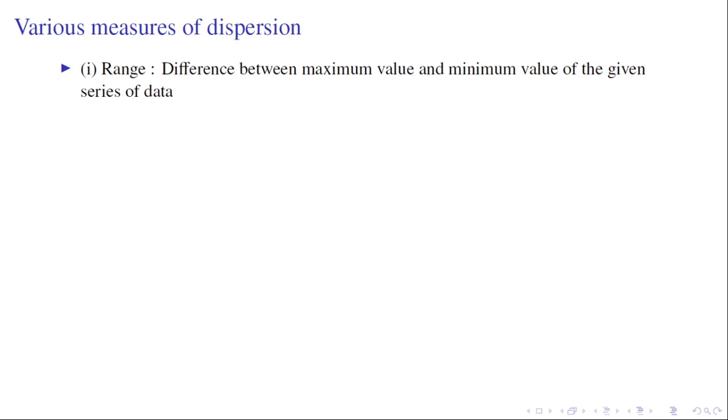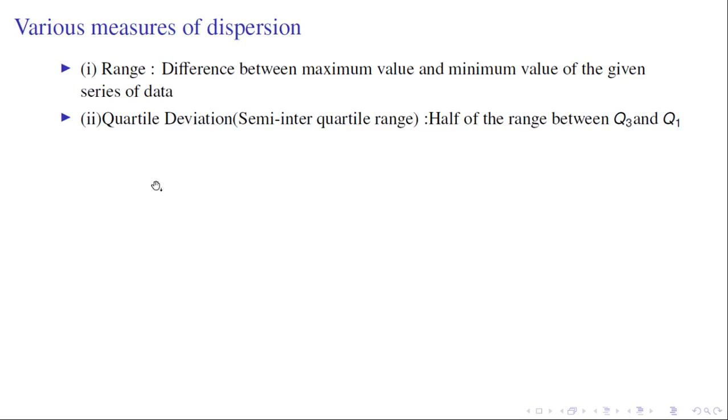Next are the various measures of dispersion. There are four measures. You all know range. It is the difference between maximum value and minimum value of the given series of data. Quartile deviation, also called semi-interquartile range, is half of the range between Q3 and Q1. Symbolically, quartile deviation is Q3 minus Q1 by 2. Here Q3 is the third quartile, Q1 is the first quartile.